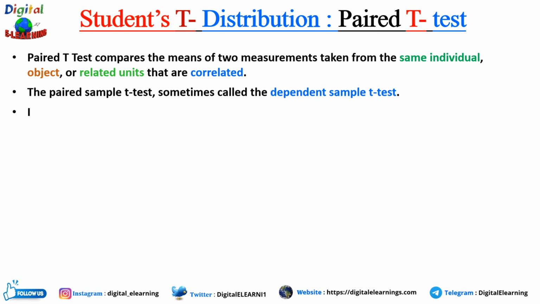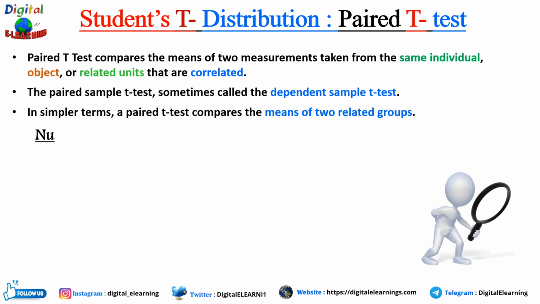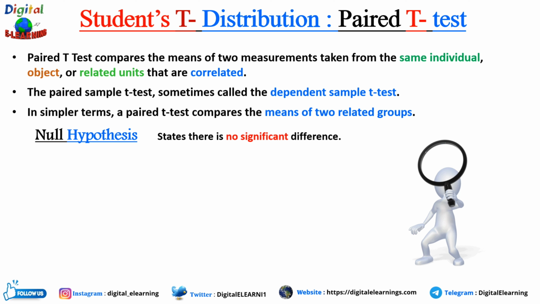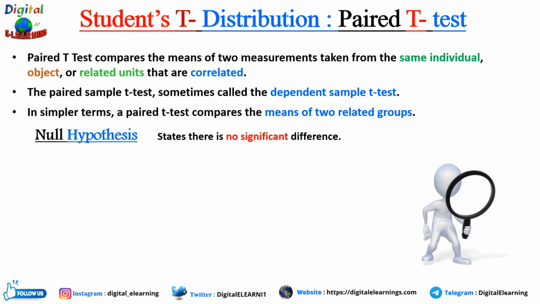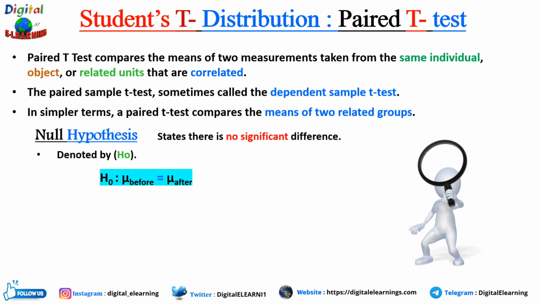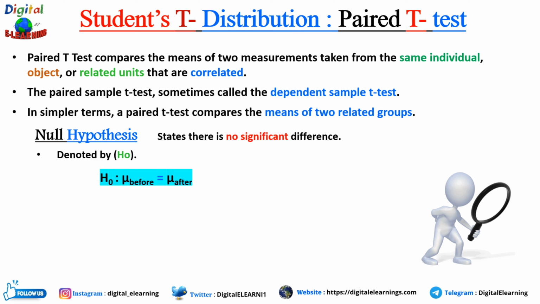In simple terms, a paired t-test compares the mean of two related groups. Like in many statistical procedures, the paired t-test also has two competing hypotheses, the null and the alternate hypothesis. The null hypothesis states that there is no significant difference and the true mean difference between the paired samples is 0. It is denoted by H0. So in this case, we can say H0: mu before is equal to mu after.